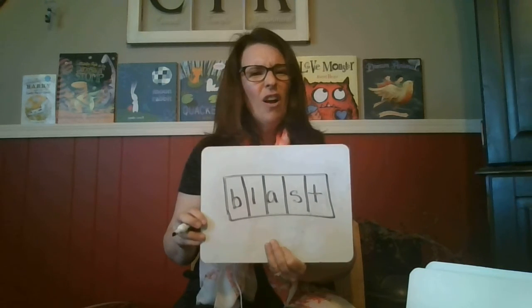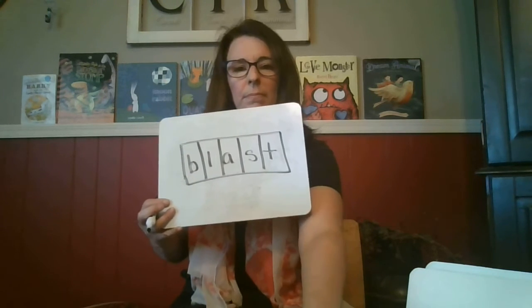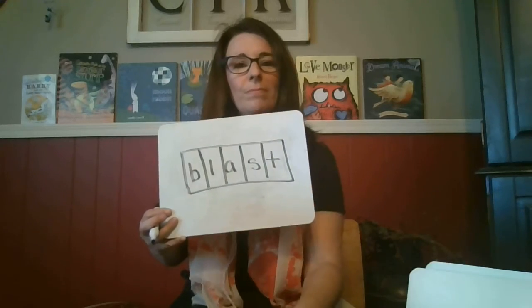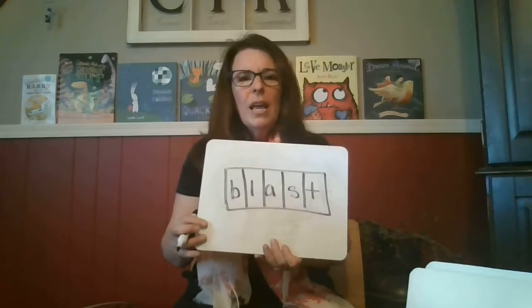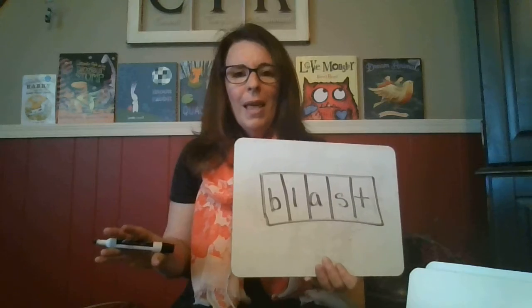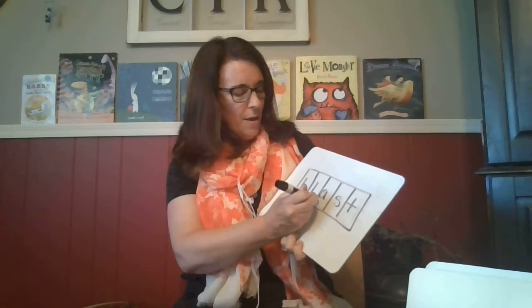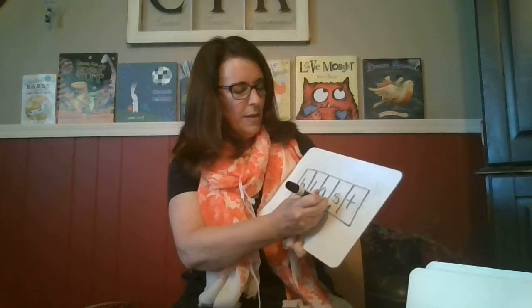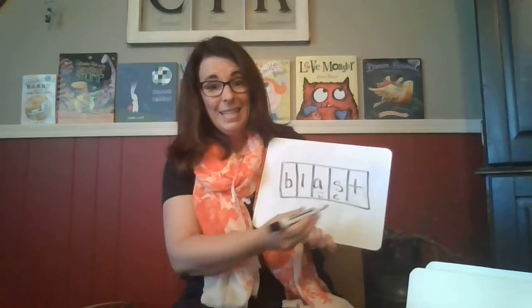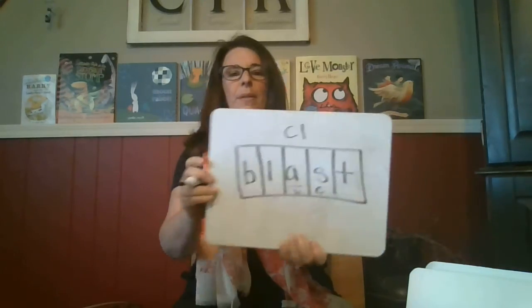Blast. Is there an R controlled in there? No. There isn't. There's no er sound. So not every word on the planet is going to have an R controlled. This one right here is vowel and then a consonant. We do have a blend at the end. That's just going to be a closed syllable. That's closed.